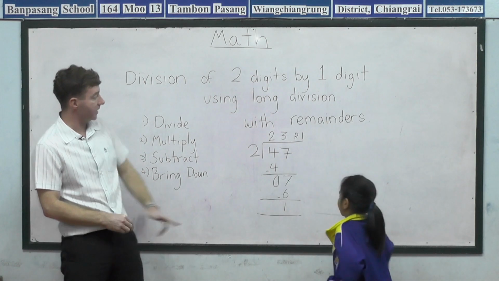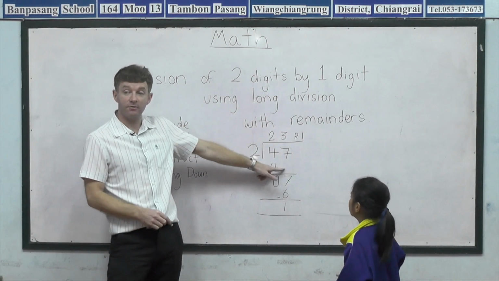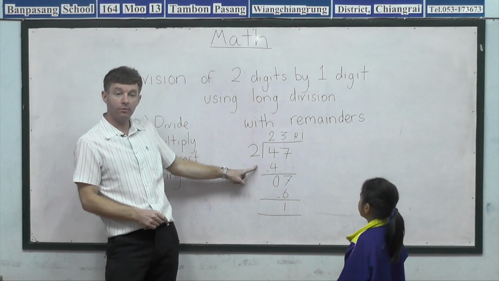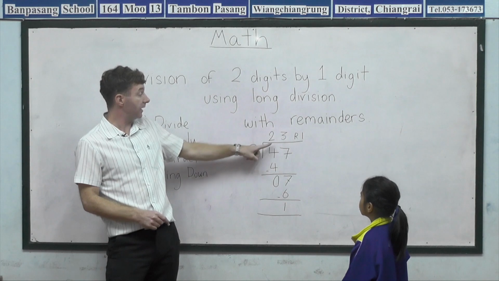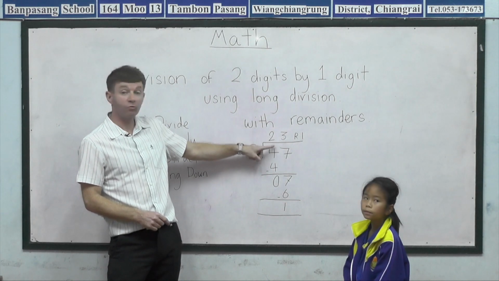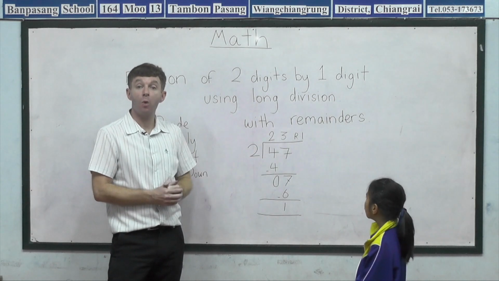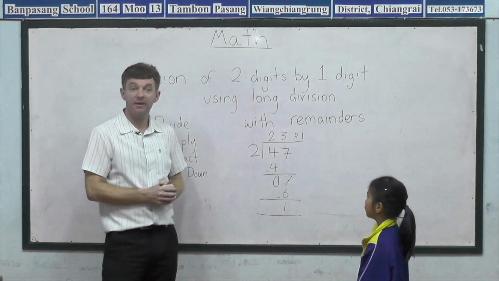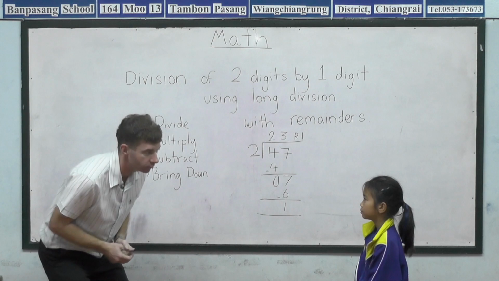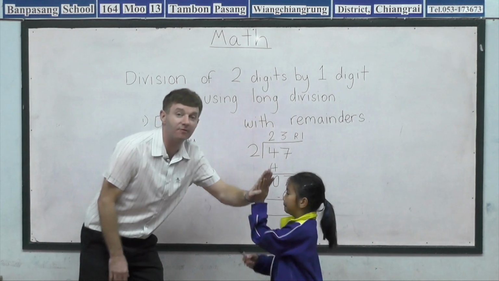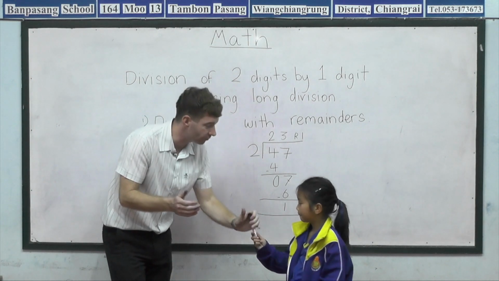So we can say 47 divided by 2 equals 23 remainder 1. Is that correct? Yes. Are you sure? Yes. Are you really sure? Yes. High five. Round of applause for Prel. That was a great job. Well done.